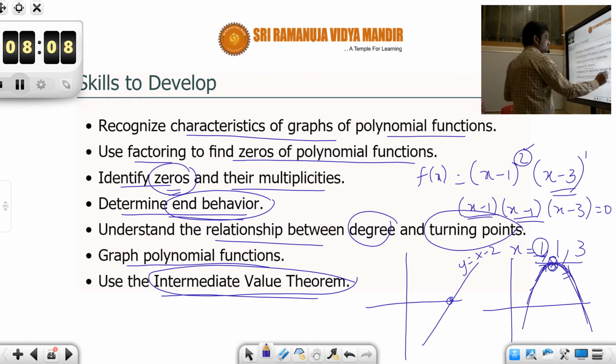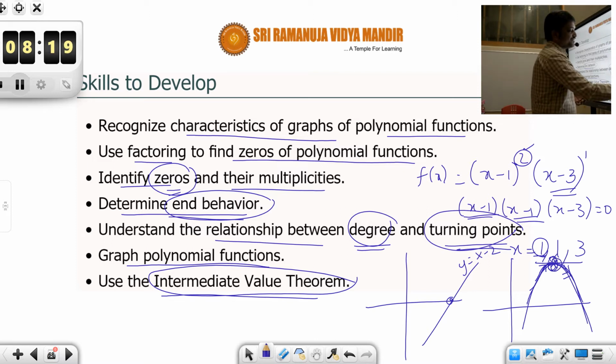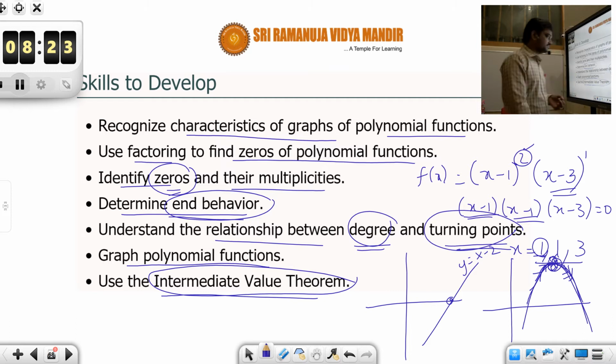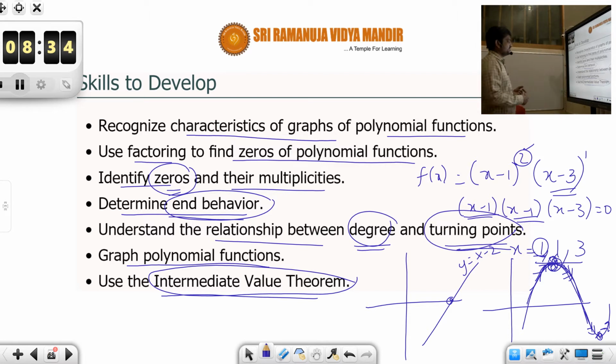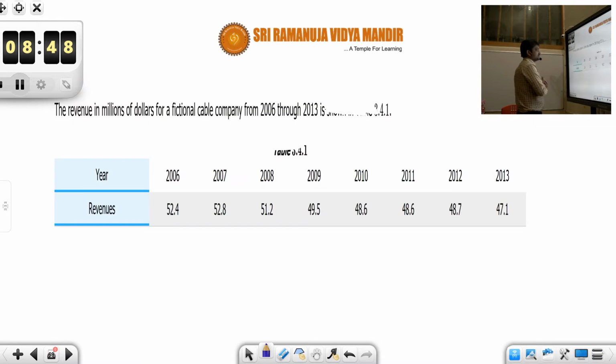Similarly, we need to understand the relation between the degree of the polynomial and the turning points. Students, you know what a degree is. What is meant by turning point? Turning point means the points at which the graph tends to change its direction. For example, if the graph again lifts upward, then this is going to be a turning point, because here it is going downward and here it is changing its course. And then we need to know how to graph polynomial functions, and then we'll be learning about the intermediate value theorem. Okay students, so let's start with the first thing, how to recognize the characteristics of graphs of polynomial functions.